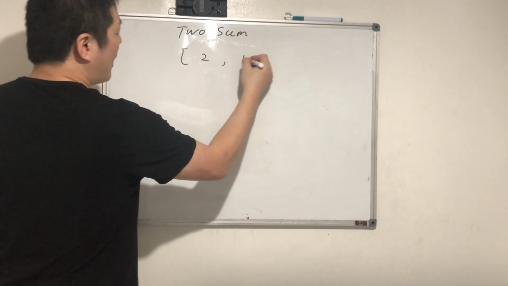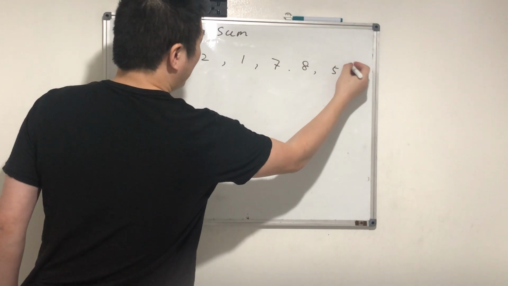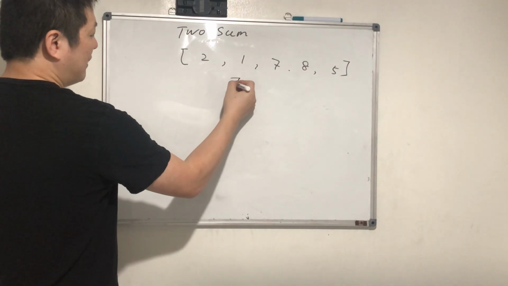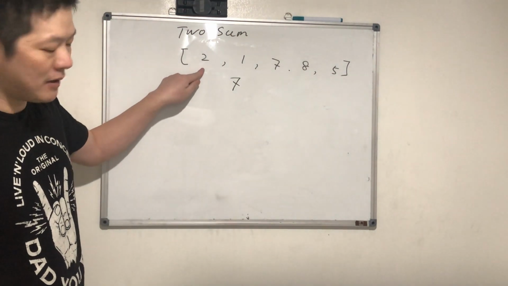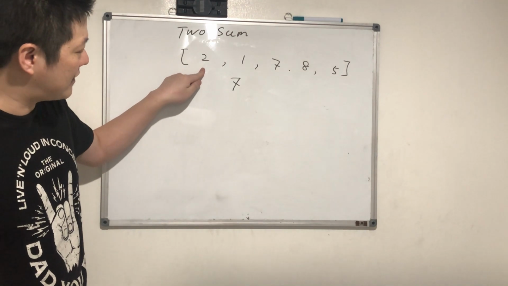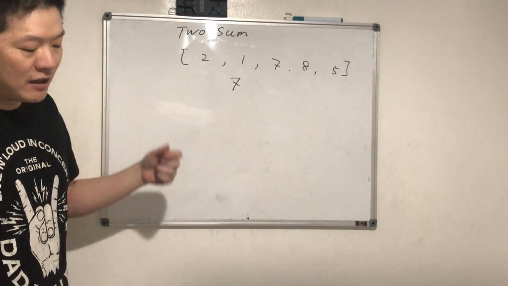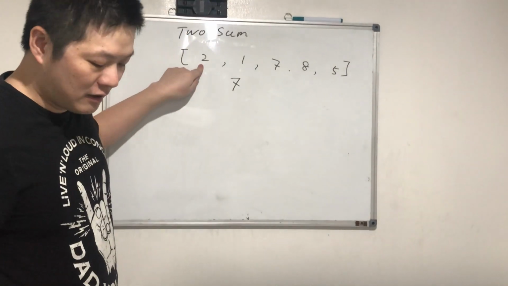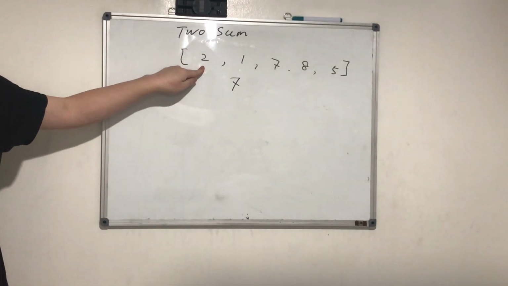2, 1, 7, 8, 5, right? And then you're given a target, 7, okay? So you need to return the index. The first number, the index is 0, yeah? 0, 1, 2, 3, 4. This is called index, because in computers, the array starts with index 0. This is called the index 0 element, the first element, the first number.